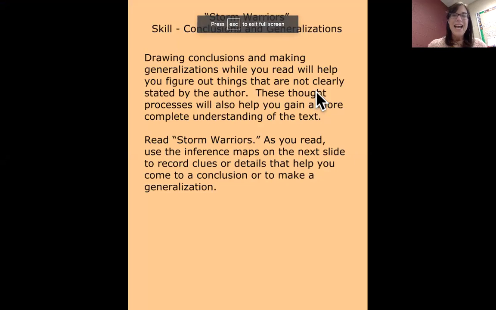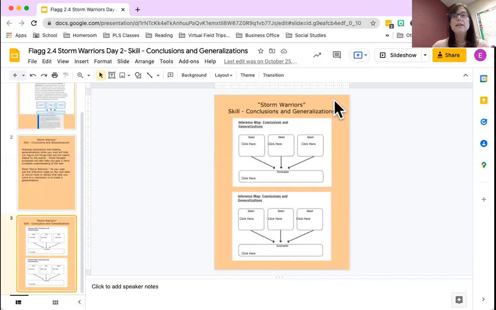I made it switch. So drawing conclusions and making generalizations while you read will help you figure out things that are not clearly stated by the author. These thought processes will also help you gain a more complete understanding of the text. Read Storm Warriors. As you read, use the inference maps on the next slide to record clues or details that help you come to a conclusion or to make a generalization.